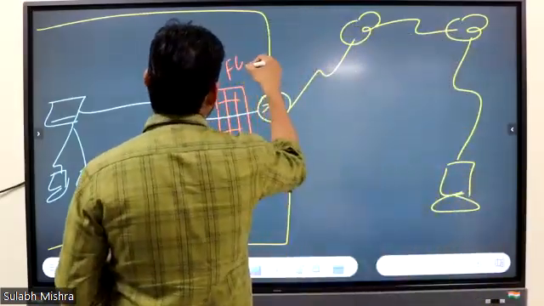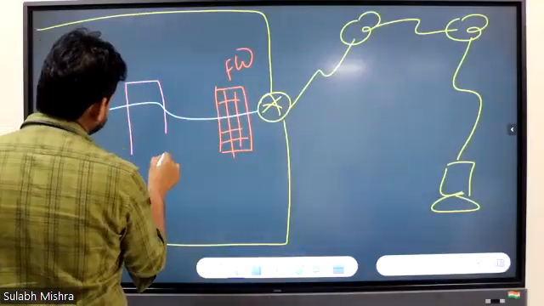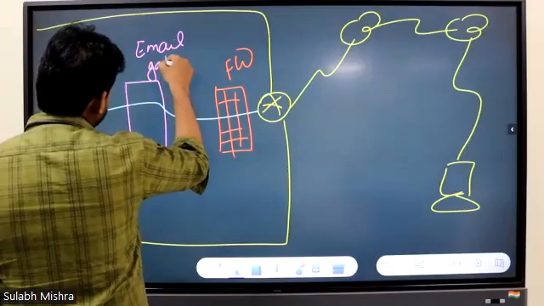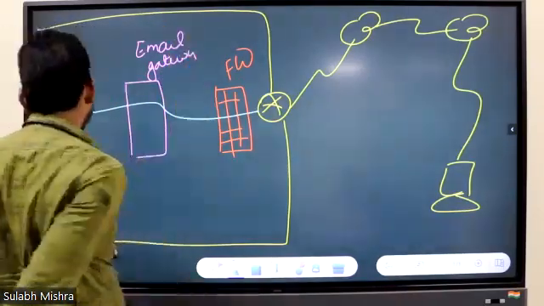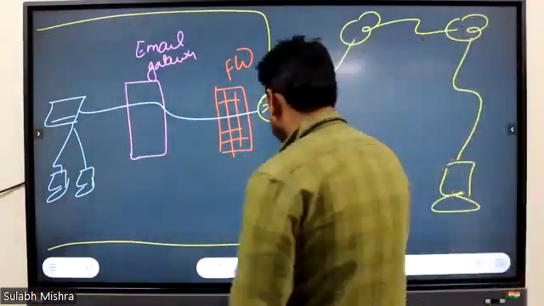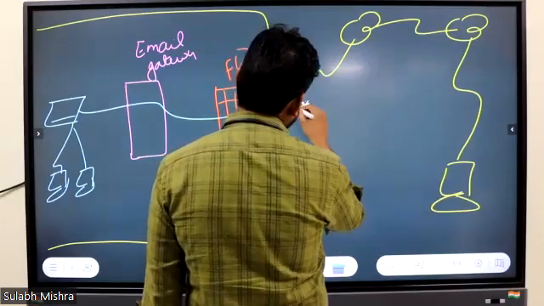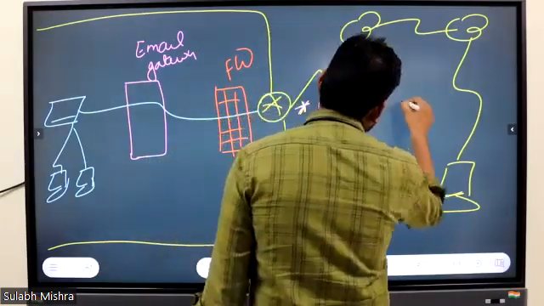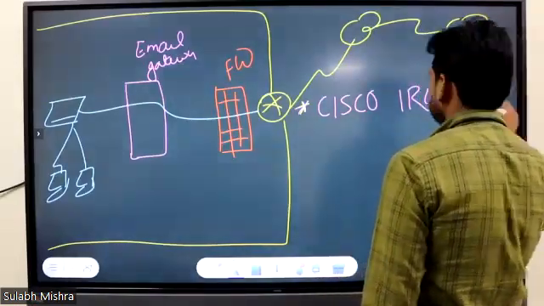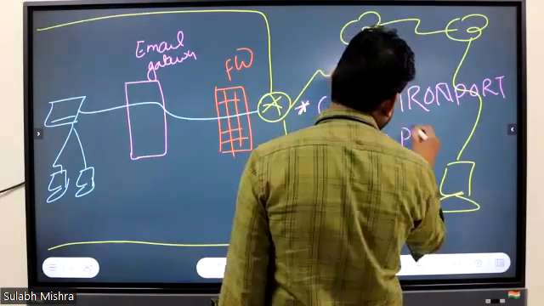Because you already have a firewall, right? So in this case, you have to implement one more device that you call an email gateway. An email gateway can be a software or hardware device. Some of the famous email gateways are, what are those? Anybody knows a famous email gateway? Cisco IronPort, Proofpoint, Barracuda, Exchange Online Protection (EOP). Proofpoint is very famous, the Proofpoint email gateway.